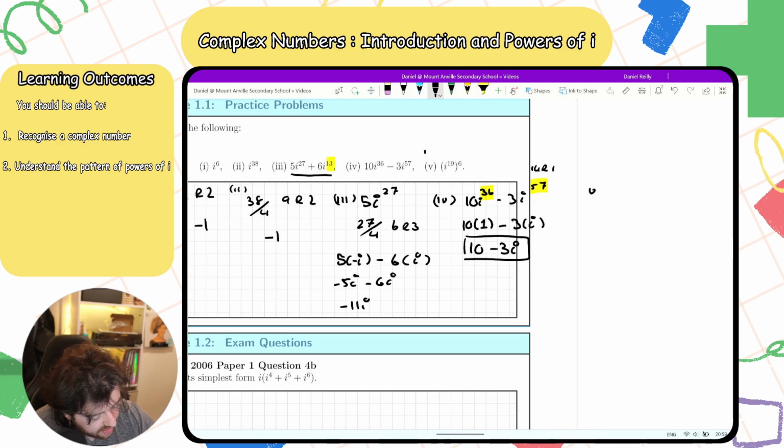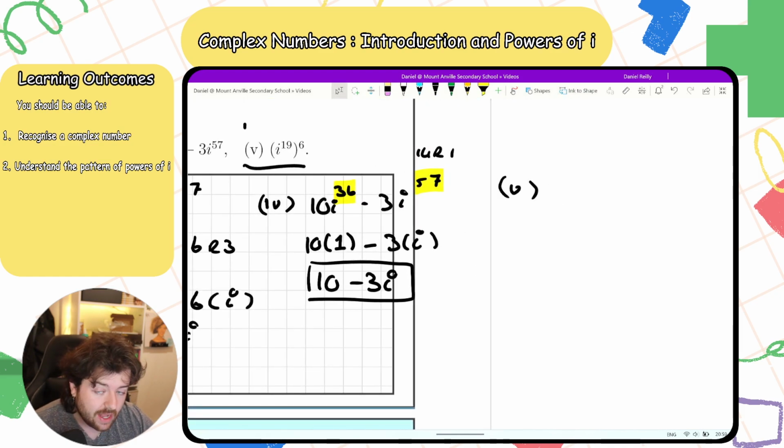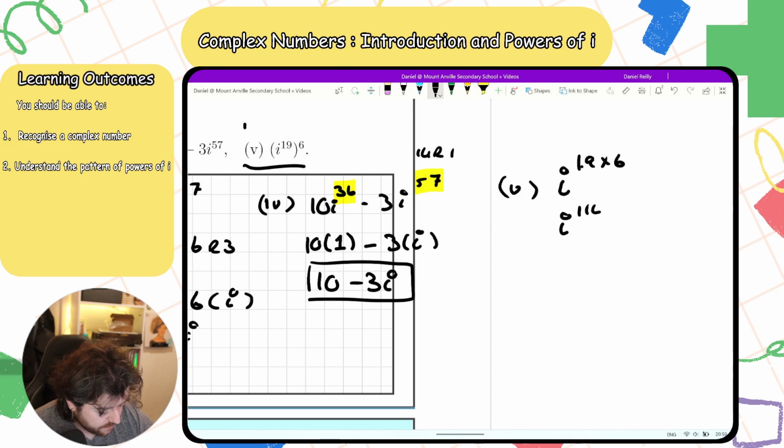And finally, the last one here, part V. I to the power of 19 to the power of 6. Well, we know from indices power to a power, we multiply. So that's going to be I to the power of 19 times 6. Oh, 19 to the power of 6. So that's going to give me I to the power of 114.